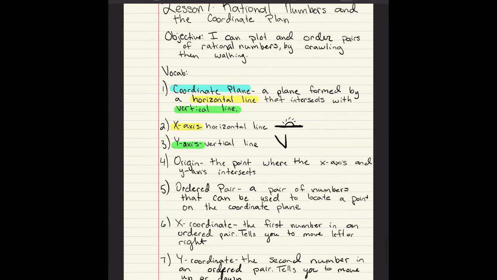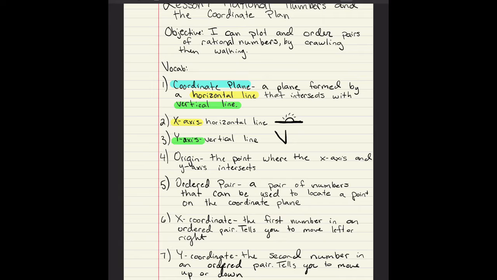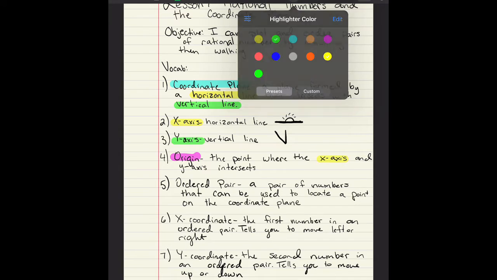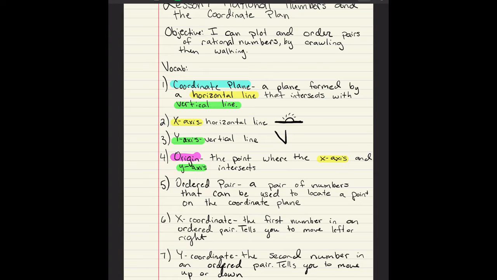And then our origin, we have the origin, which is a point where the x-axis and the y-axis intersect. So right where they intersect, kind of like where x marks the spot, is the origin. Next we have an ordered pair, which is a pair of numbers that can be used to locate a point on a coordinate plane.